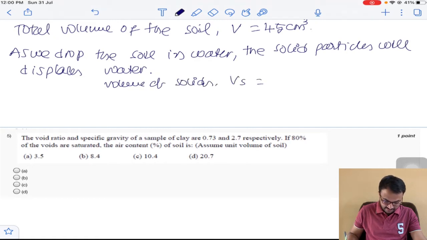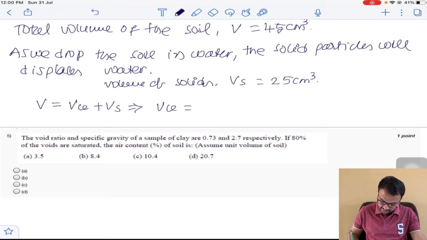Volume of solids will become 25 centimeter cube. So we know the volume of solids as well as the total volume of the sample. Now we can calculate the volume of voids. Total volume V is equal to volume of voids plus volume of solids. From this equation, volume of voids is equal to total volume minus volume of solids. What is total volume? It is 45 centimeter cube and volume of solids is equal to 25 centimeter cube. Then volume of voids will become 20 centimeter cube.